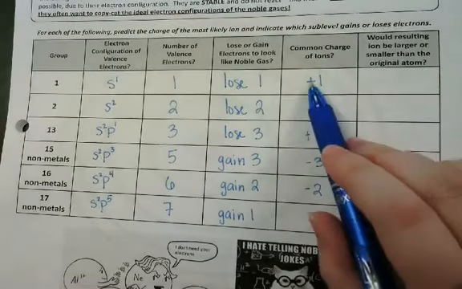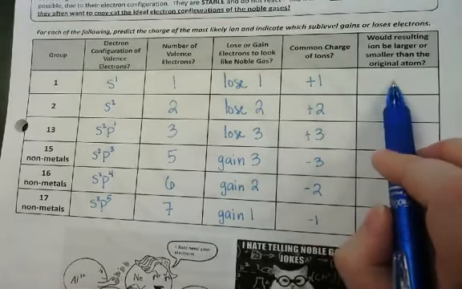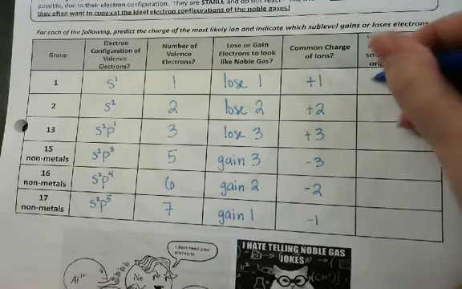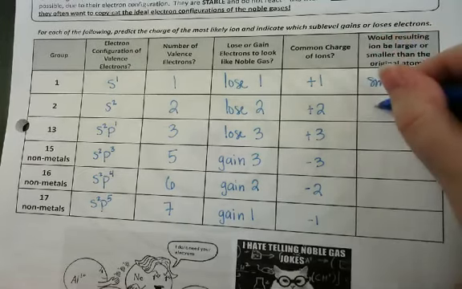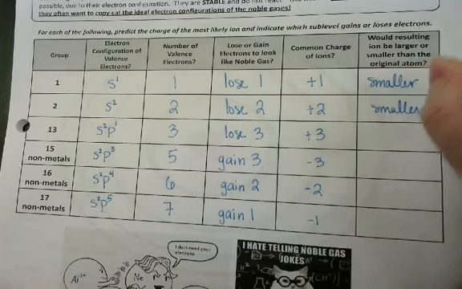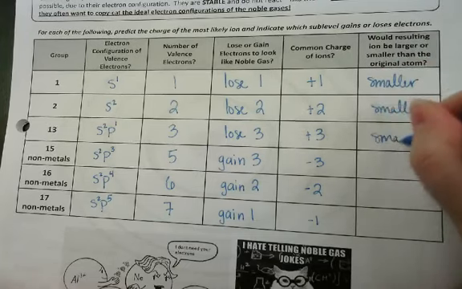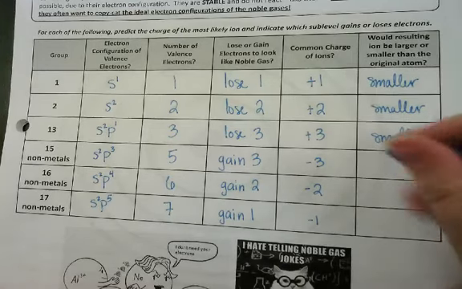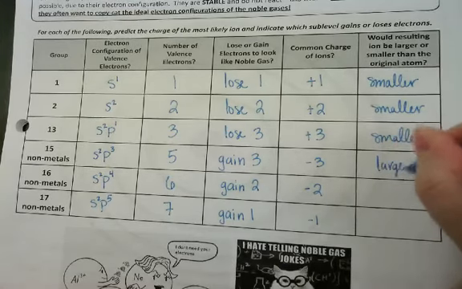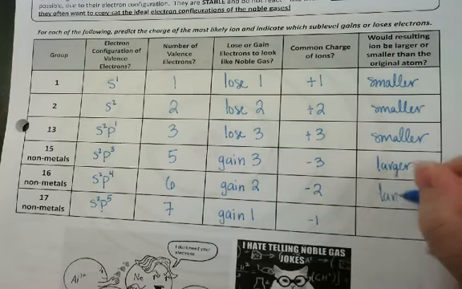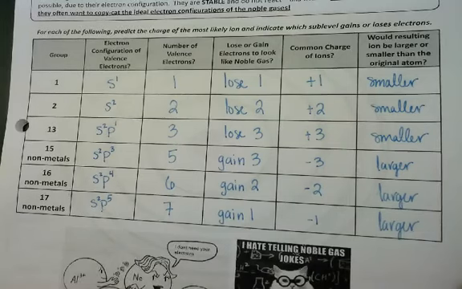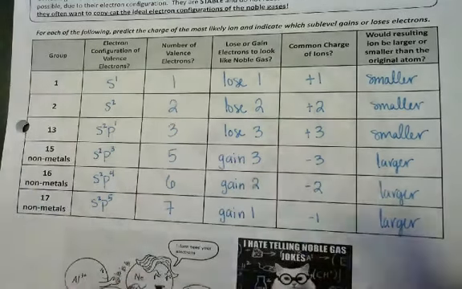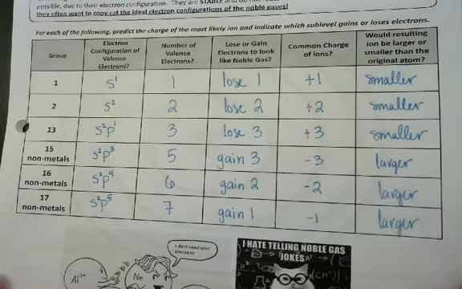Okay, so then if we're losing electrons, is it going to be smaller or larger than the original? Smaller. About group 2. Smaller. Group 13. Smaller. Group 15. Larger, because now we're gaining. 16. Larger. And group 17. Larger. Okay. So do we kind of understand what's happening for these ions now? Yes, question.